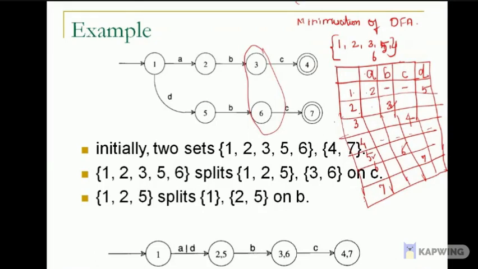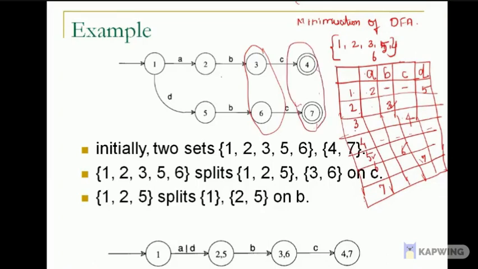Okay. To check it out, first we have to see what are the transitions from 3 and 6. 3 on C, it is going to 4. 6 on C, it is going to 7. So we have to check it out. Is there any possibility to merge these two?